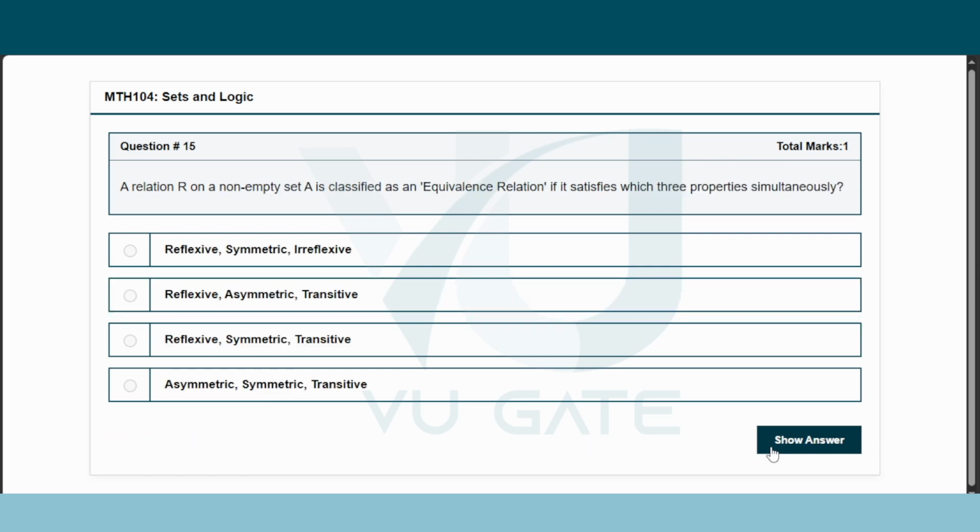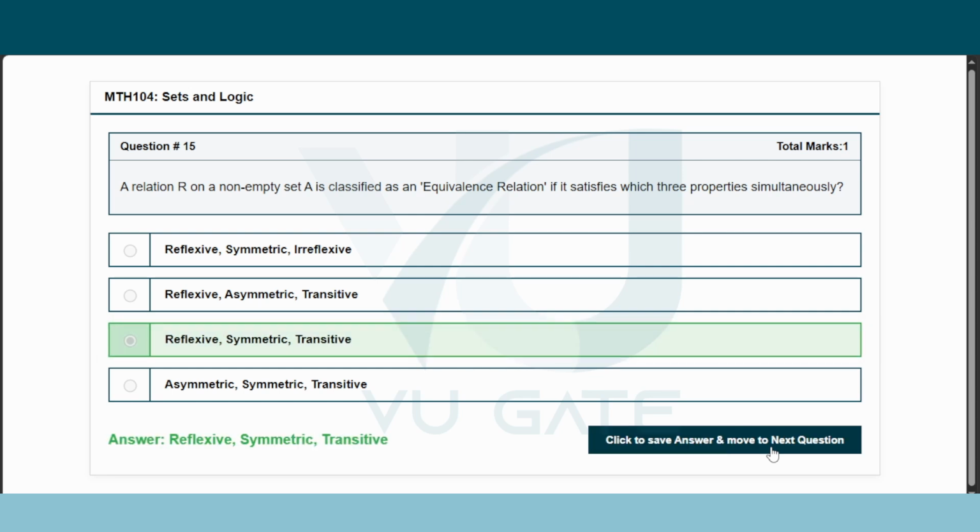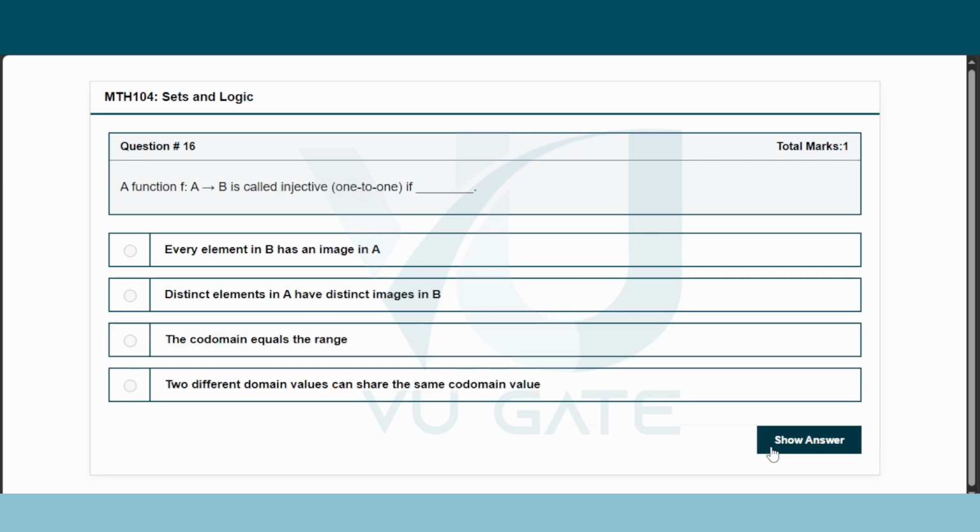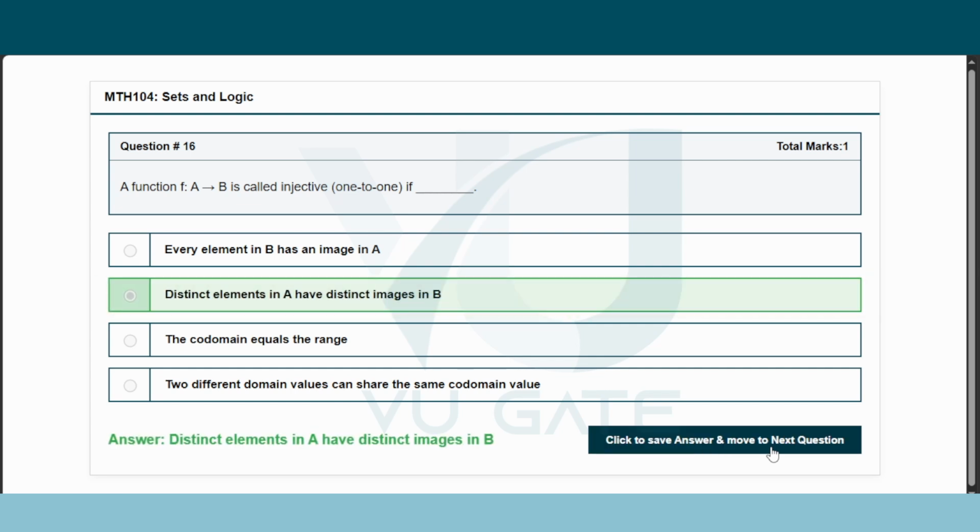Question number 15. A relation R on a non-empty set A is classified as an equivalence relation if it satisfies which three properties simultaneously? The correct answer is reflexive, symmetric, and transitive. Question number 16. A function f from A to B is called injective, or one-to-one, if blank. The correct answer is distinct elements in A have distinct images in B.